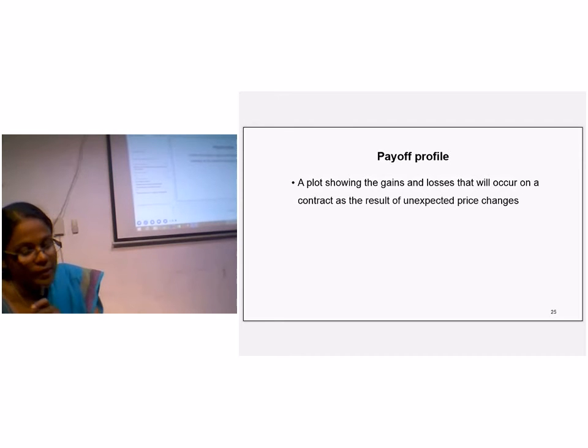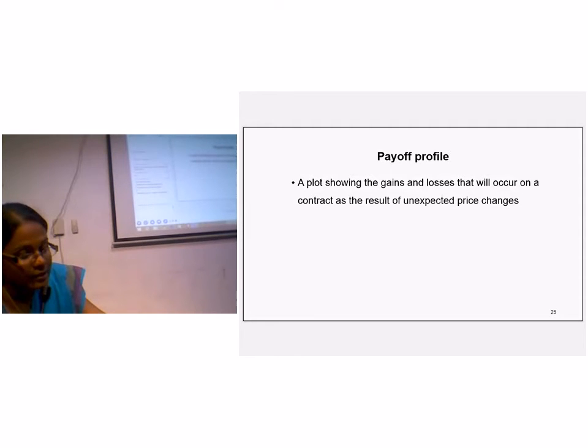We have to develop another type of profile. Earlier we developed the risk profile. So when we are entering into a forward contract, we can develop another type of profile which we call a payoff profile: a plot showing the gains and losses that will occur on a contract as a result of unexpected price changes. Now with the forward contract, we have locked in a price, but we can identify what are the profits and losses due to this forward contract.